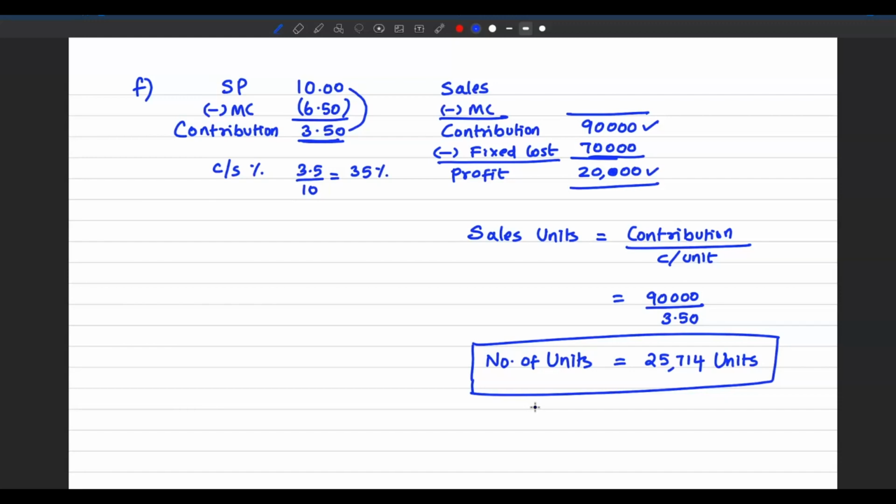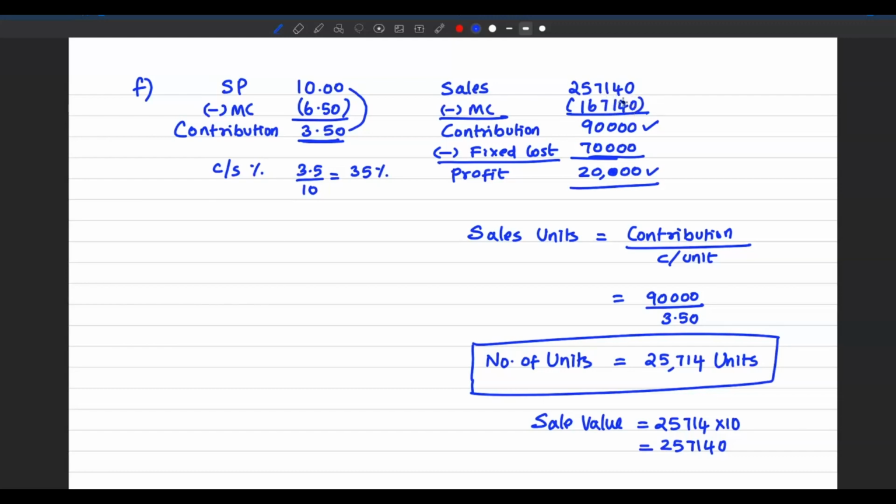Okay, for satisfaction's sake, let's cross check whether it will generate. If 25,714 units is going to give a profit of 20,000, then what will be the sale? Sale value will be 25714 into 10. It's going to be 257140. We'll put that here, 257140. And 90,000 is the contribution. So 257140 minus 90,000 is going to be the marginal cost in between.